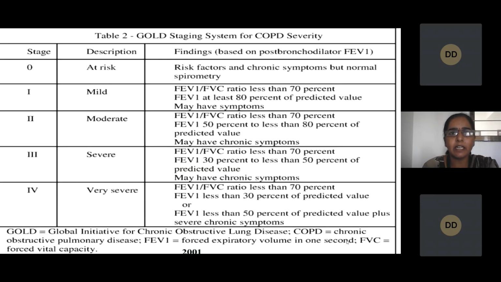This is the standard GOLD system for COPD severity, grades 0, 1, 2, 3, 4, described as at risk, mild, moderate, severe, and very severe. These are based on the FEV1 measurement in percentage: 70%, 80%, below 50%, below 30%, or less than 30% indicate the severity of mild, moderate, severe, and very severe COPD.